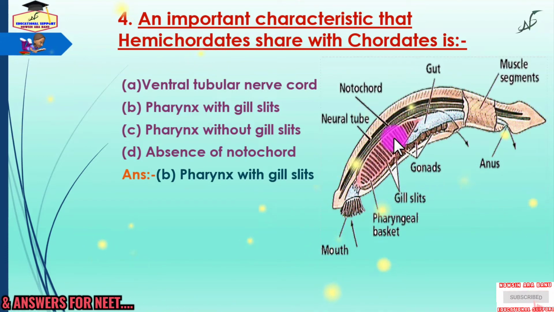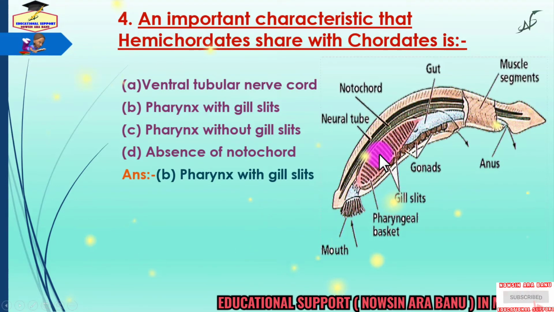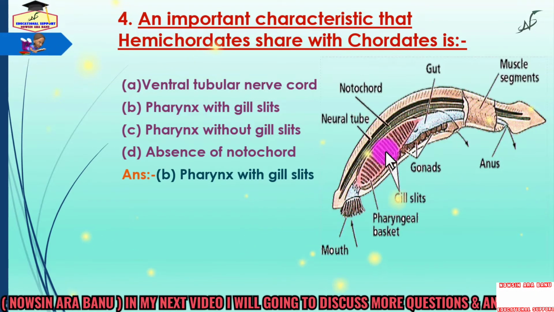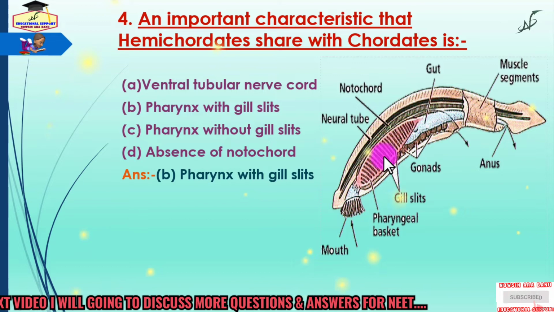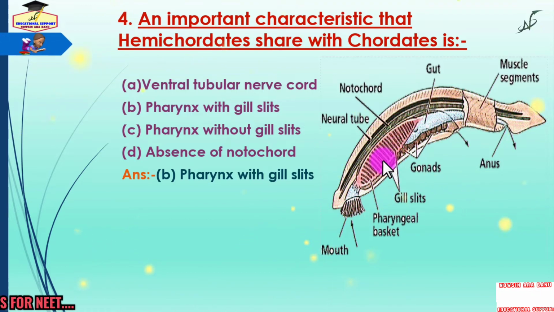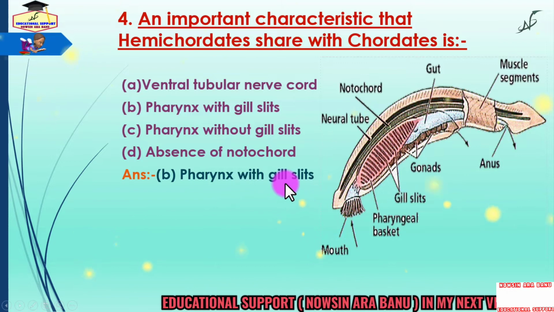So pharyngeal slits are a third chordate feature. These are openings between the pharynx or throat and the outside. They have been modified extensively in the course of evolution. In primitive chordates, these slits are used to filter food particles from the water. So the correct answer is pharynx with gill slits.